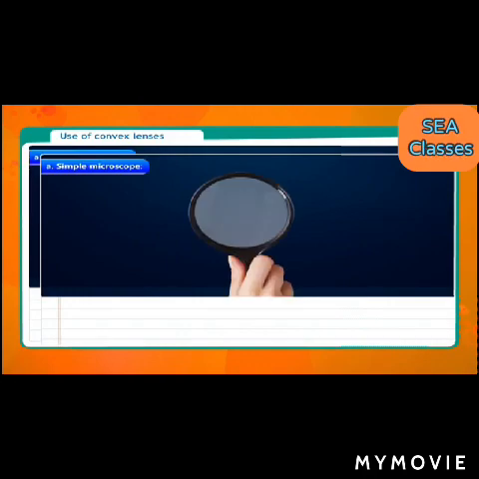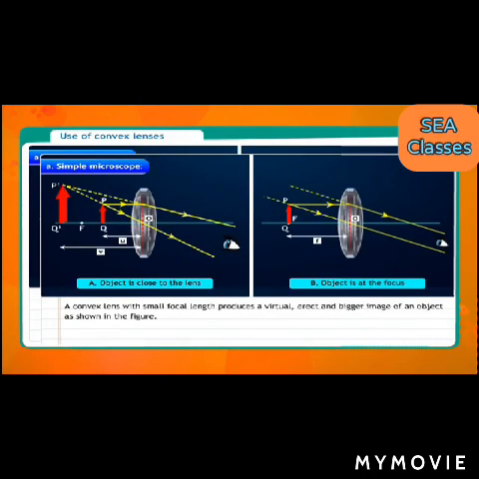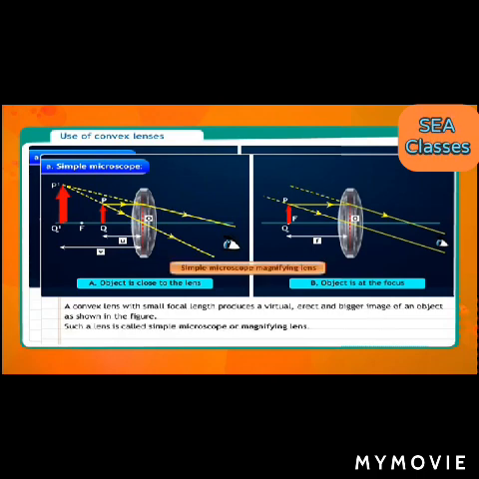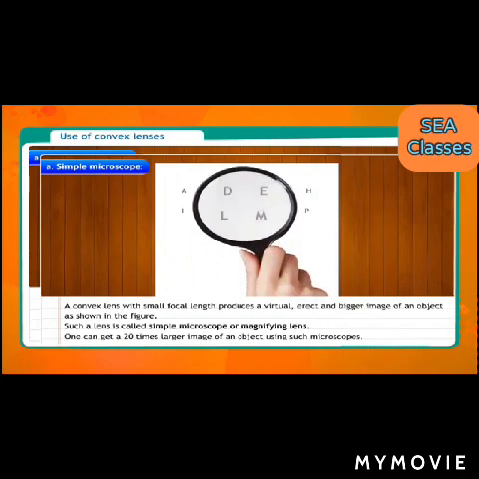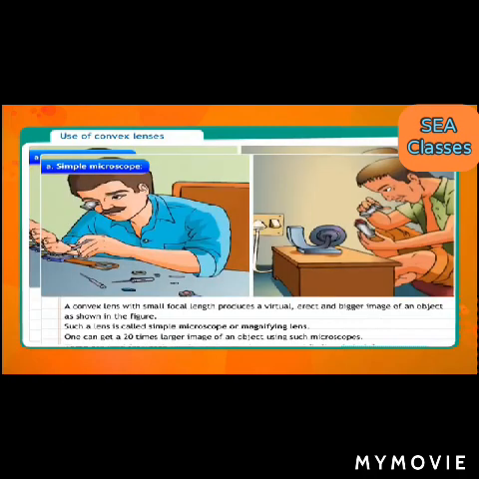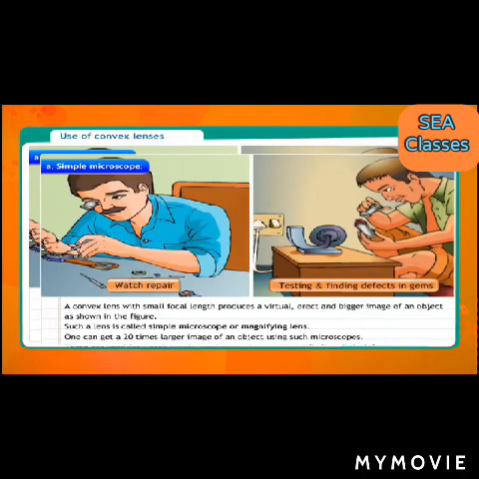Uses of convex lens. A. Simple microscope. A convex lens with a small focal length produces a virtual, erect and bigger image of an object, as shown in the figure. Such a lens is called a simple microscope or magnifying lens. One can get a 20 times larger image of an object using such a microscope. These are used for watch repair, testing precious gems and finding their defects.